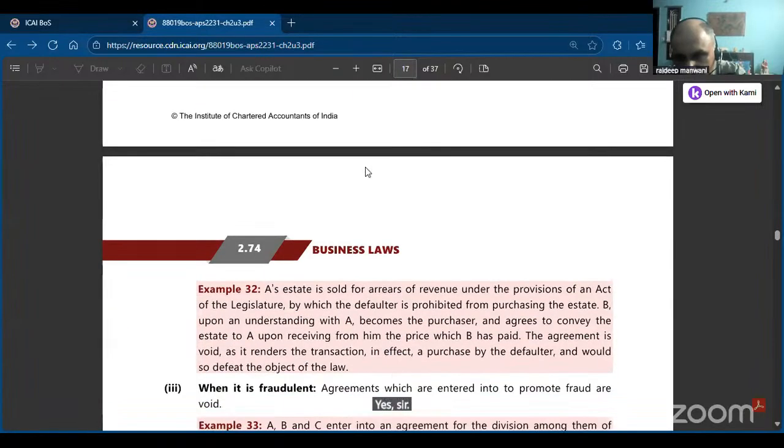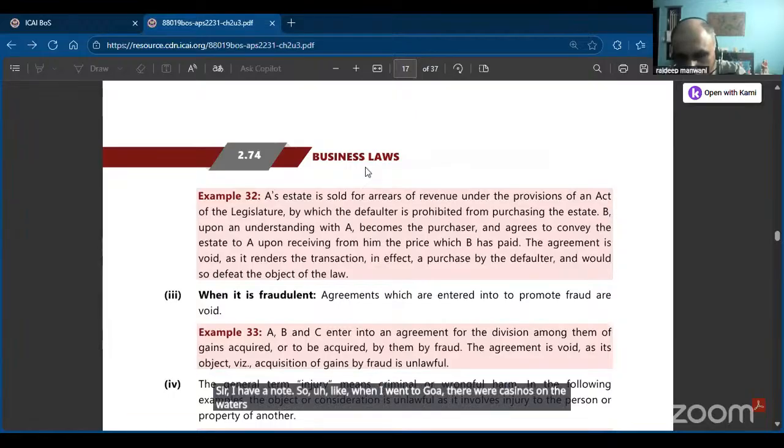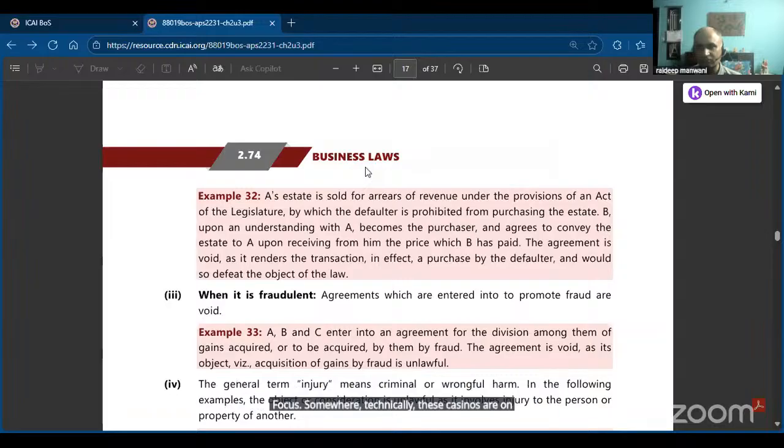Sir, I have a doubt. Yeah, tell me. Sir, when I went to Goa, there were casinos on the waters. Goa, it's allowed. But technically these casinos are on land only. Like there is land under the water. Yeah, correct. So the whole world is only land, because under the ocean also there is land only. But we still call it water bodies. Technically speaking, the whole world is land only.